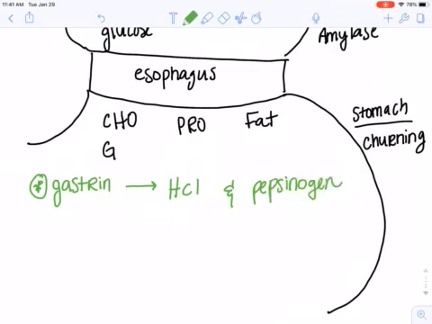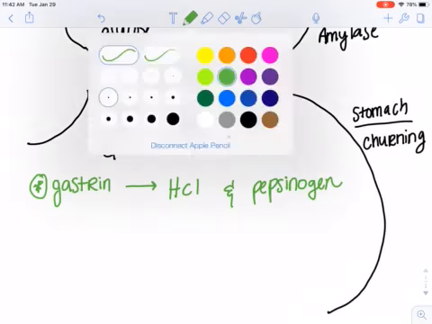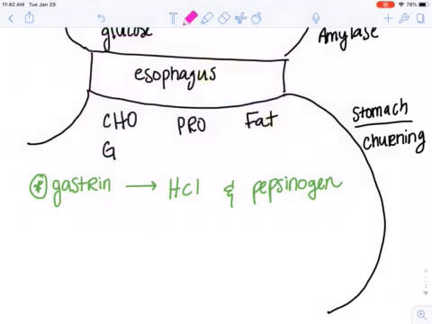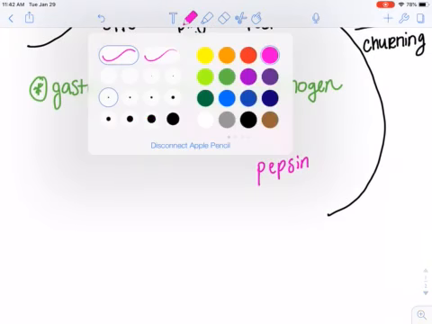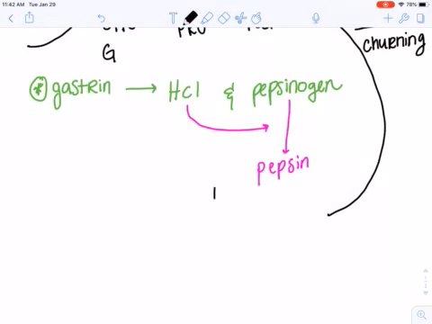And this process is going to start the chemical breakdown of protein. So HCl is going to change pepsinogen to pepsin. And this pepsin is going to be taking our proteins to amino acids. So that's the chemical digestion occurring in the stomach, which is predominantly going to be proteins.